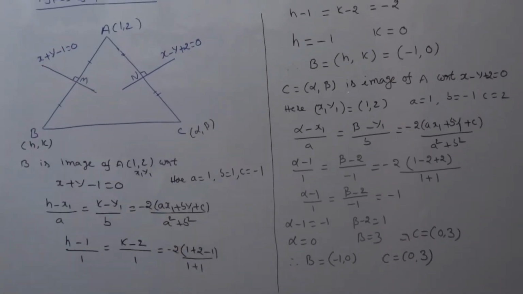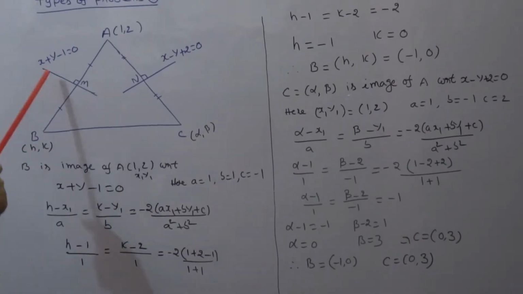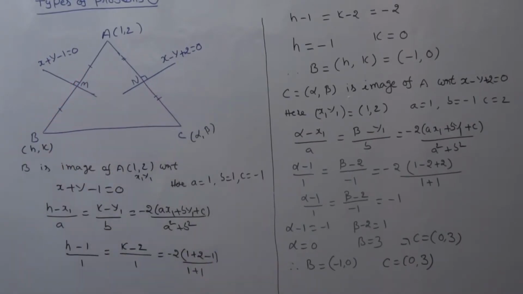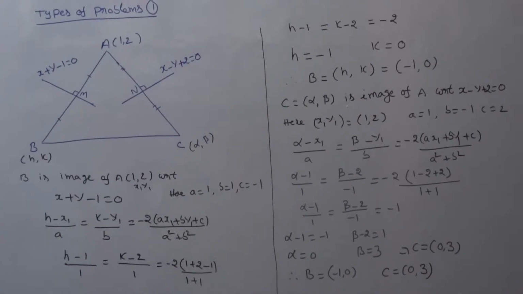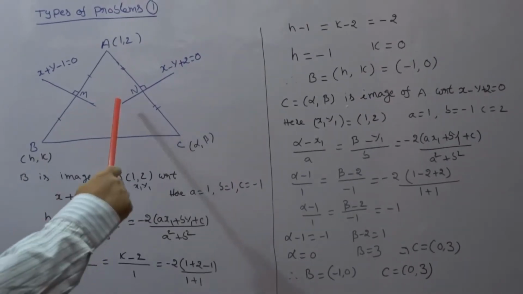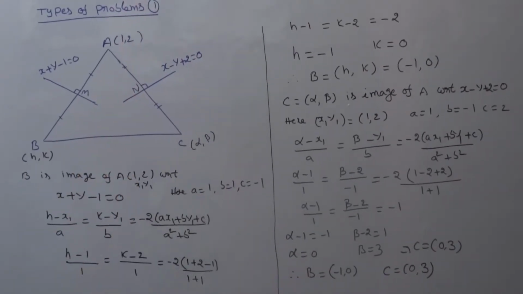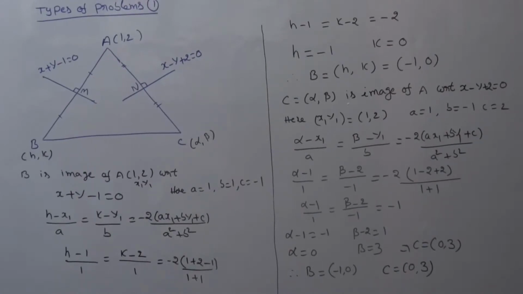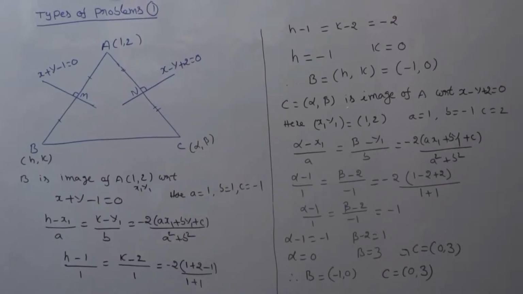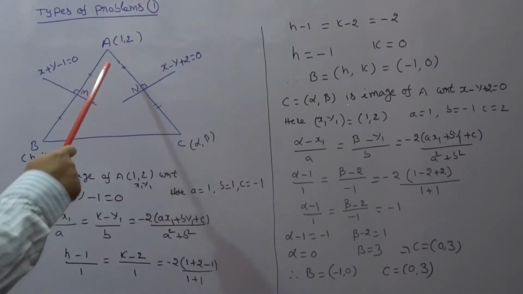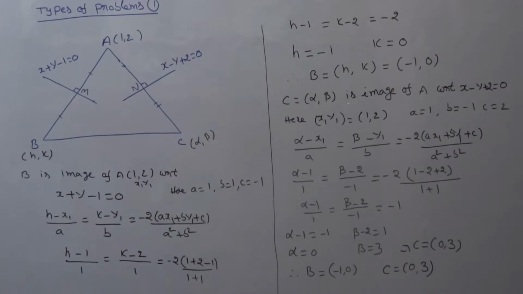x + y - 1 = 0 is the perpendicular bisector of the side AB, and x - y + 2 = 0 is the perpendicular bisector of the side AC. Now I ask several questions related to it. First of all, I require to find the area of triangle ABC.